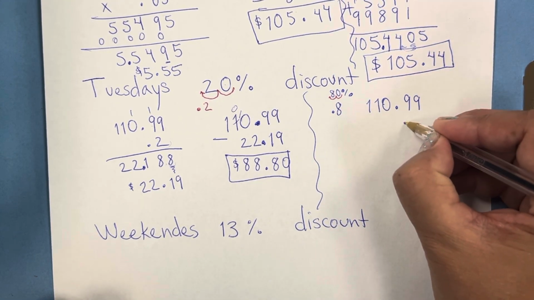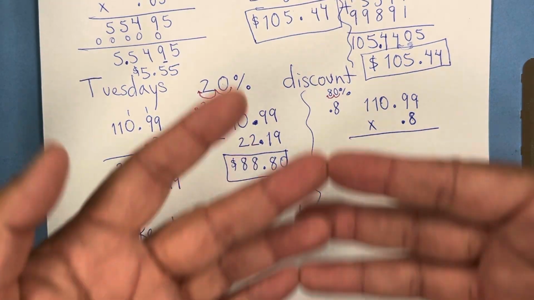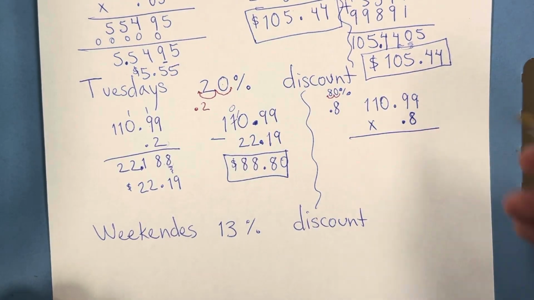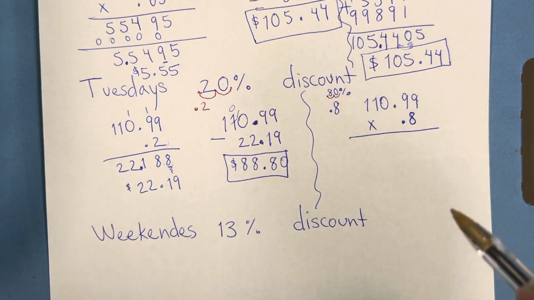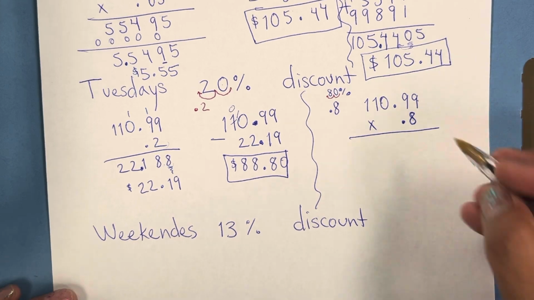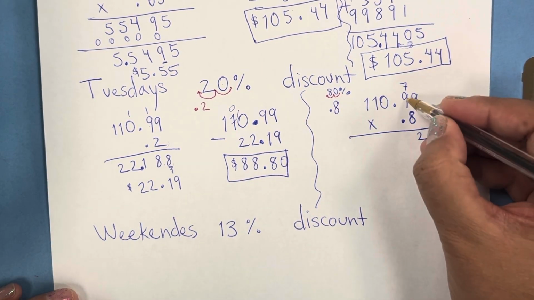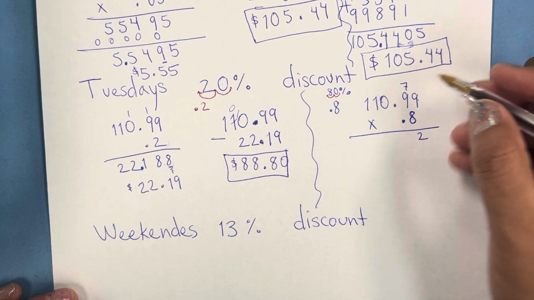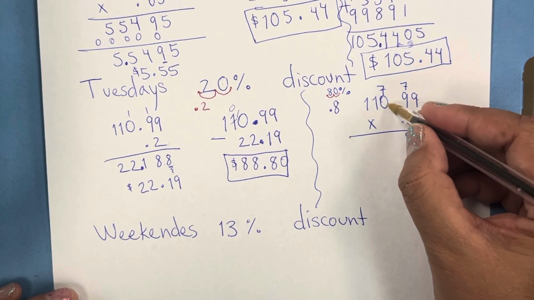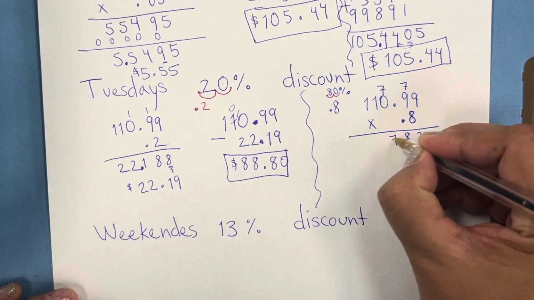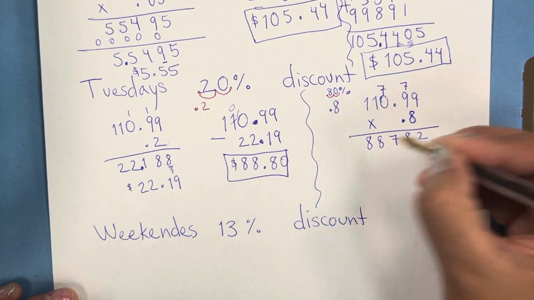So times 0.8, 8 times 9, 72. If you want to know the tricks, let me know and I'll share the link with you. Maybe I'll put it in this playlist at the very end, okay? So 8 times 9 is 72, carry the 7. 8 times 9 is 72, plus 7 is 79. Carry the 7. 8 times 0 is 0, so 7 more, plus 7 is 7. 8 times 1 is 8. 8 times 1 is 8.